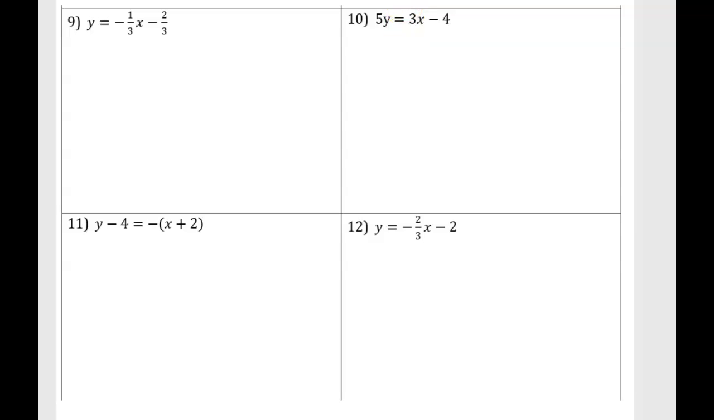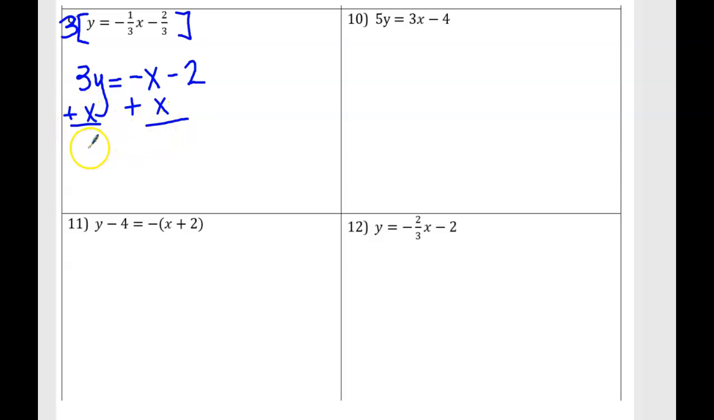The denominator is 3, so I'm going to start by multiplying both sides by 3. 3 times y is 3y. And 3 times negative 1/3 is negative 1, so negative x. 3 times negative 2/3 is negative 6/3, so this is going to be minus 2. Okay, then I'm going to add my x to both sides to bring it to the other side. So we've got x plus 3y is equal to negative 2, and that would be it in standard form.